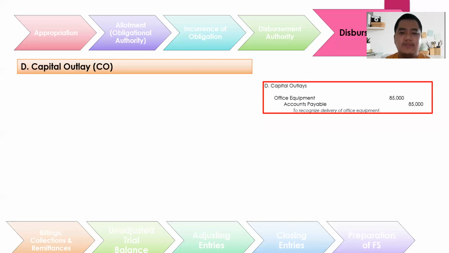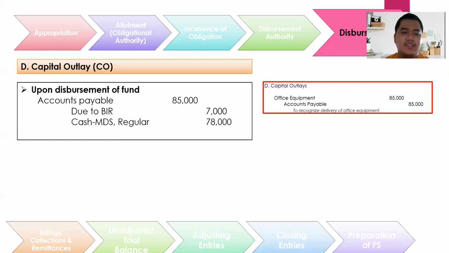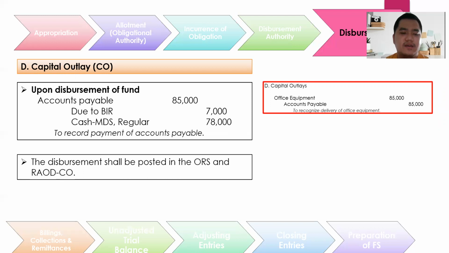For the capital outlay, we have recognized office equipment upon receipt of this office equipment, on account, so accounts payable also. The payment will be as follows. Upon disbursement of fund, it will be debited to accounts payable for 85,000, but we're going to withhold some amount of taxes. So due to BIR 7,000 and then cash MDS regular 78,000. So to record payment of accounts payable. The ORS will also be updated and it will be recorded in the RAOD CO.